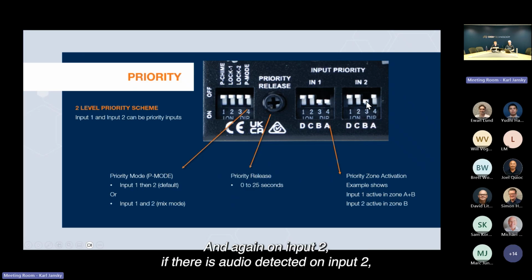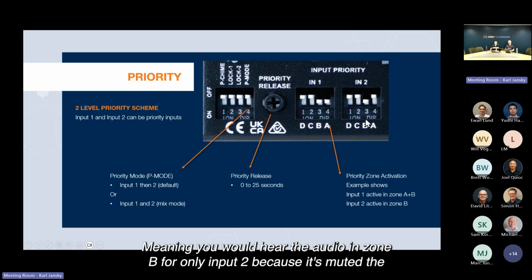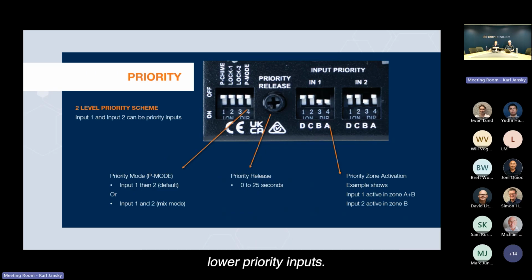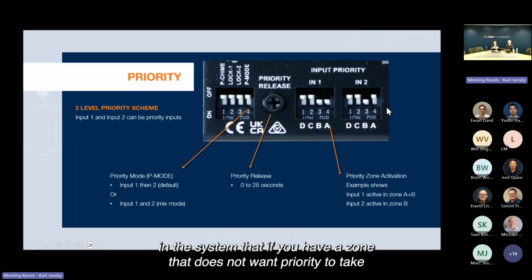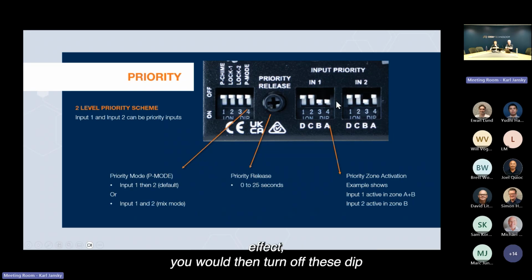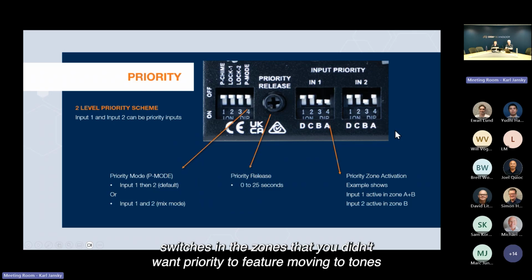And again, on input 2, if there is audio detected on input 2, it will only affect zone B, meaning you would hear the audio in zone B for only input 2 because it's muted the lower priority inputs, but that would not be the case in A, C, and D. So that just gives you more flexibility in the system that if you have a zone that does not want priority to take effect, you would then turn off these dip switches in the zones that you didn't want priority to feature.